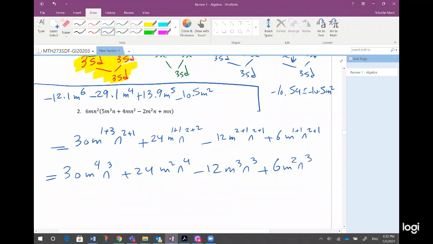Wherever you do that, you have to be careful if at the end you have any like terms. But here I don't have any like terms: m power 4, n power 3, m squared, n power 4. I don't have any like terms. So maybe at the end, or even from the beginning, if I see something that is like each other, I can collect them. Okay, make it easier for myself.